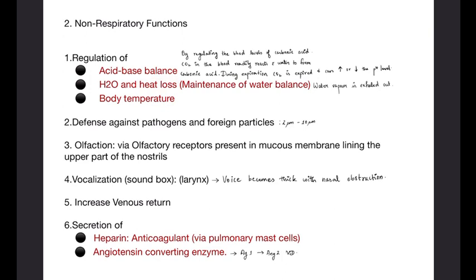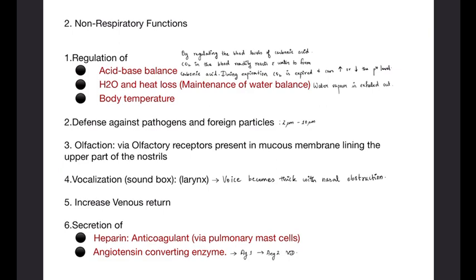Next is maintaining the water balance. How does it maintain it? For example, think about winter. In winter, when you exhale, it is steamy or fog-like. This is water vapor coming out with your exhaled carbon dioxide, thus maintaining the water balance.